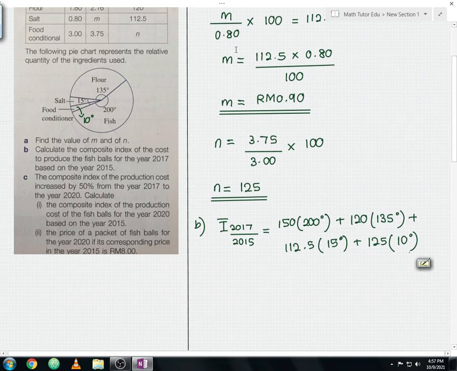So you plus them all and you divide with 360 degree. Why 360 degree? The summation of total internal angle of a circle is 360 degree, guys.